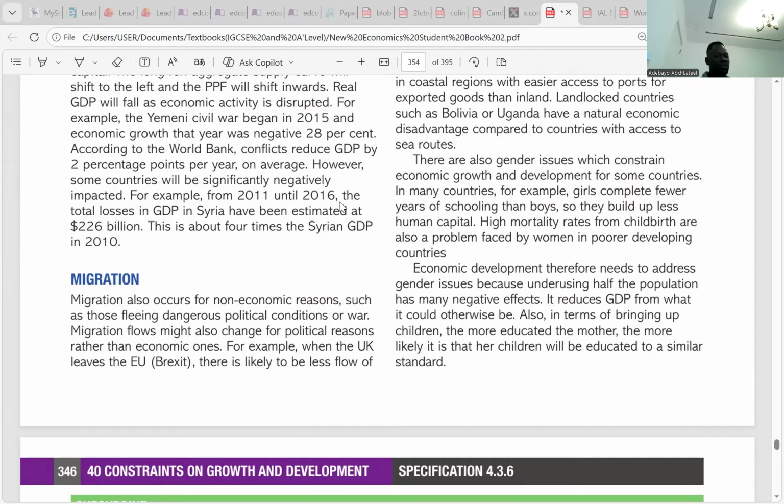Also, in terms of bringing up children, the more educated the mother, the more likely it is that her children will be educated to a similar standard. If women are not educated, they might not see the good thing about education. And because they don't see the good in education, they are convinced that education is not a success. So that's why they said the more educated the mother is, the more likely the children are educated to at least her own standard. You get it? So these are economic and non-economic factors that hinder economic growth and economic development.